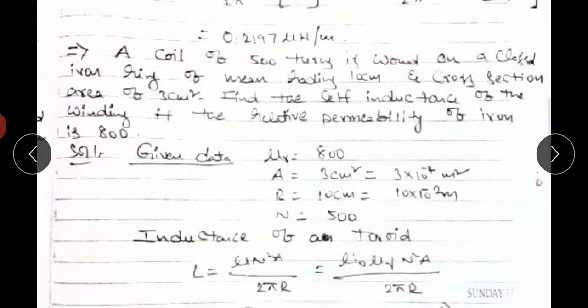Okay, next problem. A coil of 500 turns is wound on a closed iron ring of mean radius 10 centimeters and a cross section area of 3 centimeters square. Find the self inductance of the winding if the relative permeability of iron is 800. So here it is a toroid. Given: 500 turns, closed iron ring, mean radius 10 centimeters.